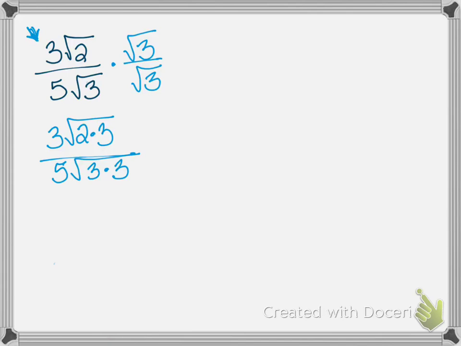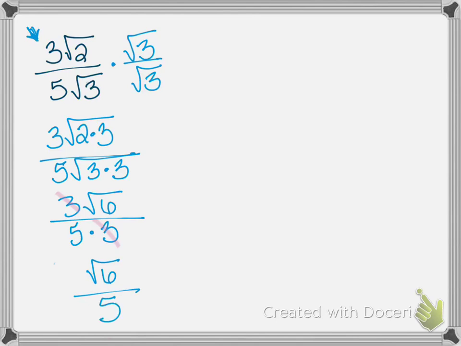So in the denominator, we end up with the square root of 3 times the square root of 3, which is the square root of 9. So what does that simplify to? 3. Okay, so that is 5 times 3. Do you notice I've got a 3 on the top and a 3 on the bottom? I can cancel those two 3's because they're both outside. So my final answer here is the square root of 6 over 5.